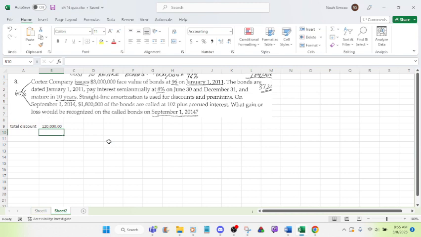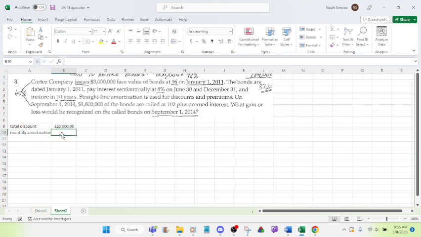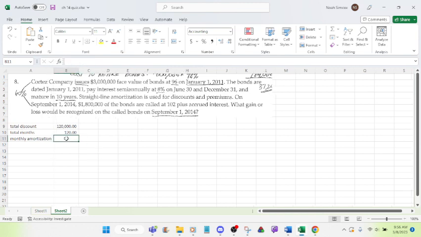So 120,000 monthly amortization is equal to, now, how many months are there? It's 10 years, so total months equals 10 times 12. Monthly amortization equals this divided by this. So monthly amortization.